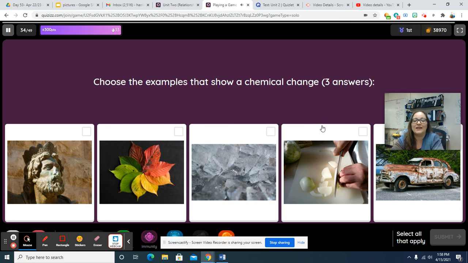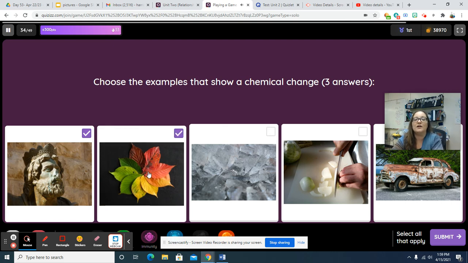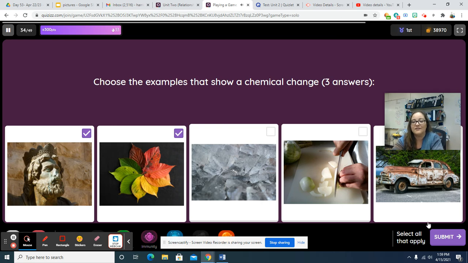Examples of things that show a chemical change. So this guy's nose broke off because the marble that he was made out of got turned into limestone by acid rain. So that would be a chemical change. Leaves change color in the fall because when the tree goes dormant, photosynthesis stops, and that's a chemical change. Ice freezing, melting, whatever, physical change. Chopping an onion, physical change. But a car rusting, that's a chemical change.